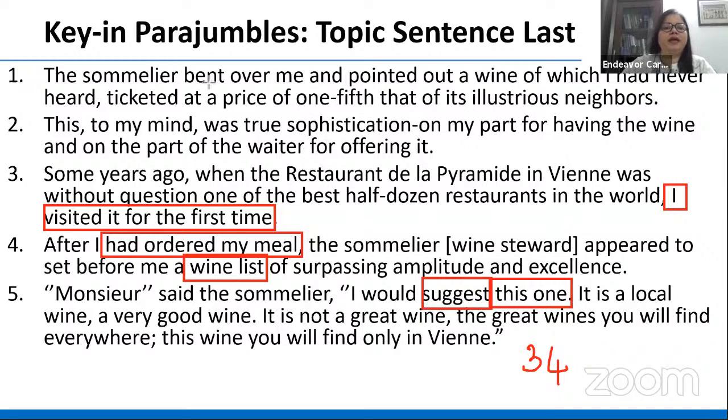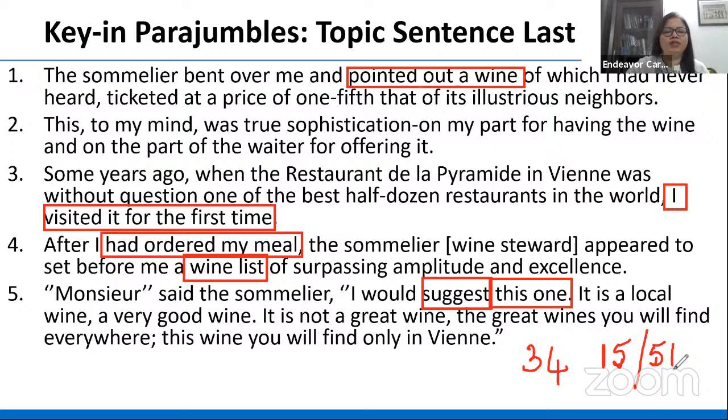Or should it be sentence 1, which says, he pointed out a wine of which I'd never heard, ticketed at a price of one-fifth that of its illustrious neighbors. So after he presents a wine list, should we talk about I suggesting this one or pointing out a wine first and then suggesting? Should it be 1 5 or 5 1? So, how does the action logically happen?